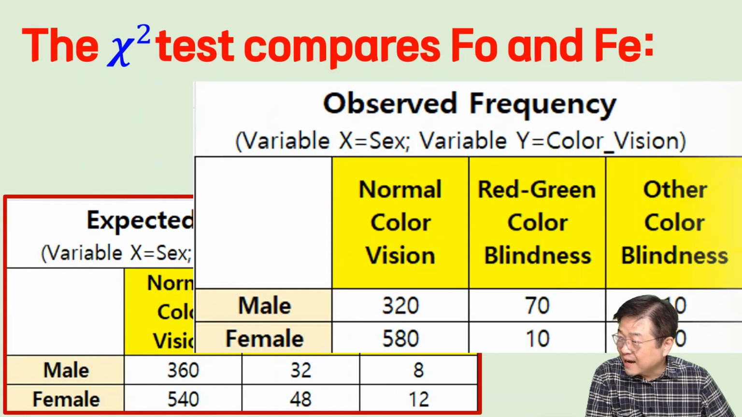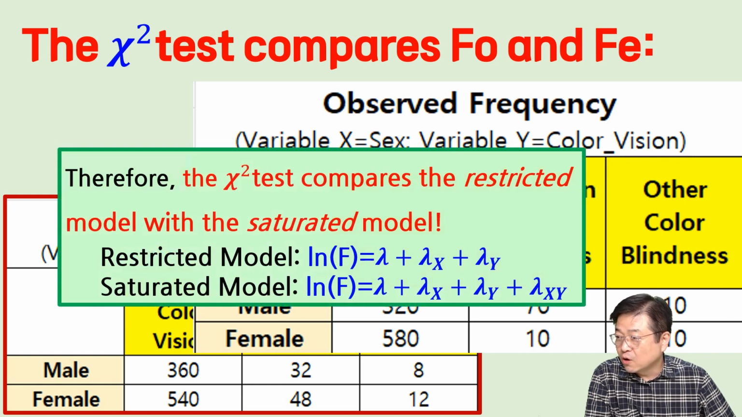We know that the chi-square test compares the observed frequency values with the expected frequency values. We have also learned that the observed frequency values are predicted from the saturated model, whereas the expected frequency values are predicted from the restricted model. Therefore, we can say that the chi-square test compares the restricted model with a saturated model.